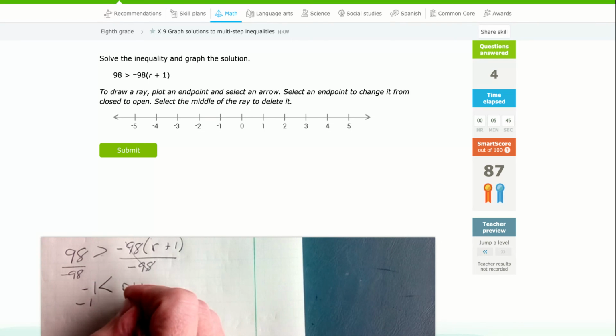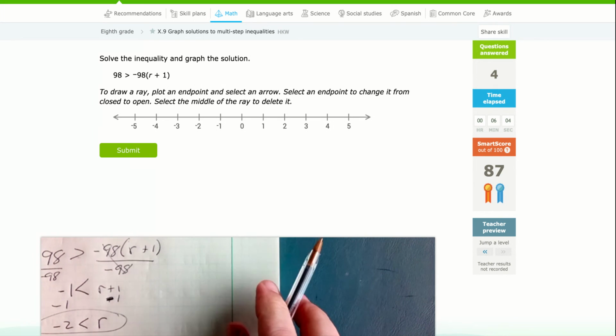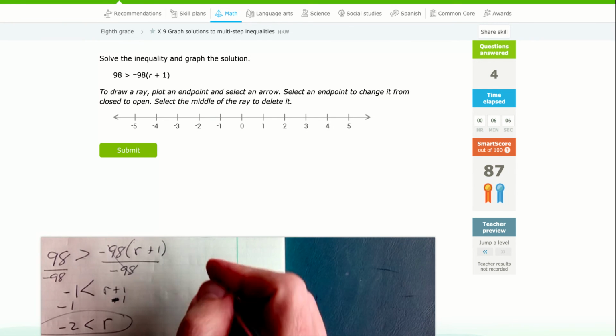And minusing, you never change when you're just minusing or adding. So I'm going to have that inequality still in this orientation. The r is now on the right, and I have a negative 2 on the left. Now, again, the variable's on the right, so this inequality is pointing in the wrong direction. I'm going to actually solve that one more time just so you can see the difference.